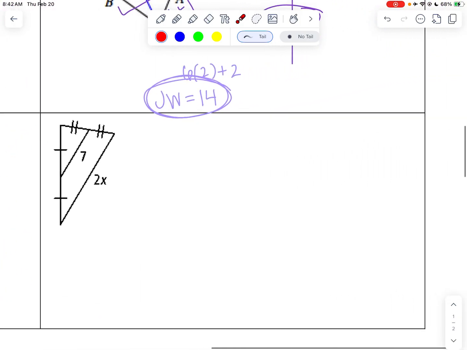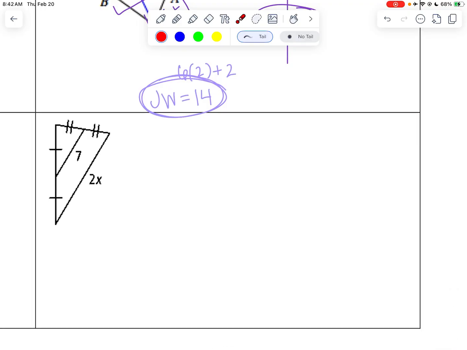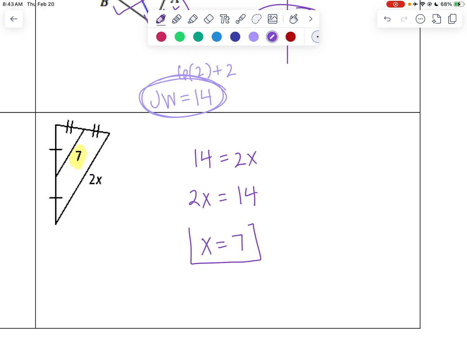Okay, taking a look at this next one, I want you to try this one. Ask yourself, what's the piece that you would multiply by 2, and then go ahead and do that. Now, it's not 2x that you're going to multiply by 2, it's the middle piece that you're going to multiply by 2. So what's 7 times 2? 14. And that equals 2x. Or you could say 2x equals 14 for solving. Divide both sides by 2, x would equal 7.